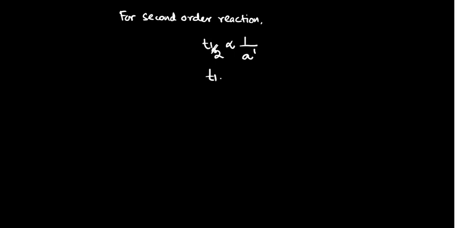Now what happens for a second order reaction? For a second order reaction, what we have seen is that T half will be proportional to 1 by A to the power 1, because it was T half proportional to 1 by A to the power n minus 1. So here we can write T half is equal to a constant by A, right?